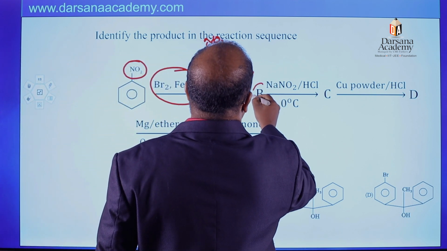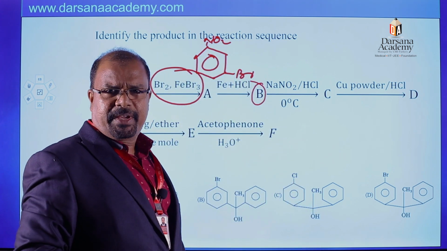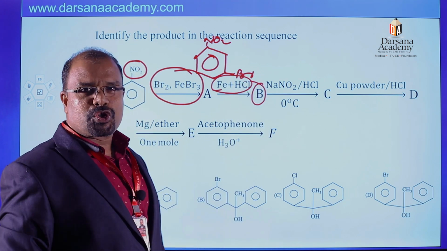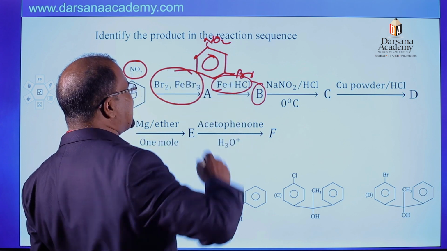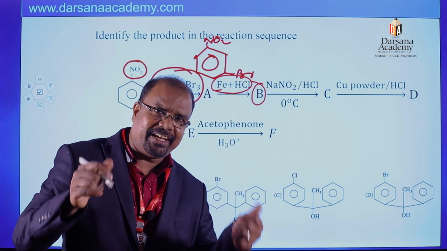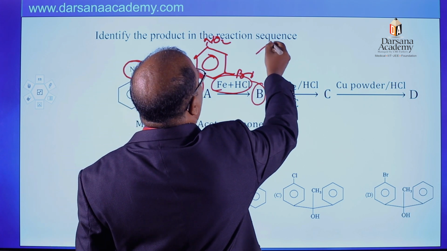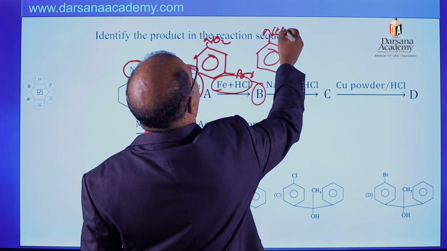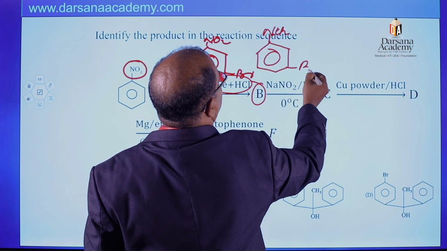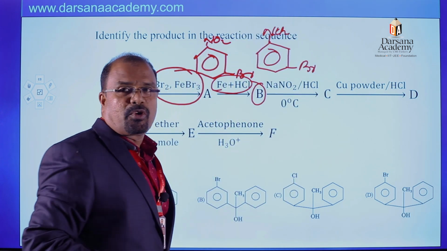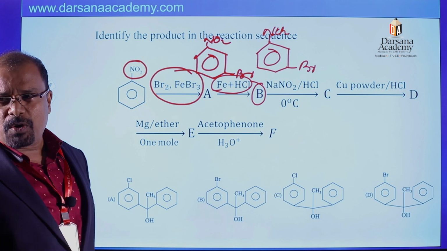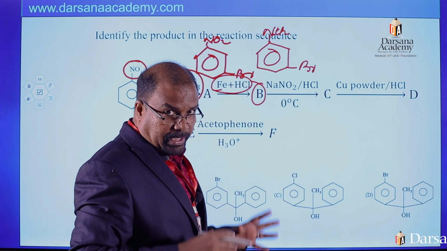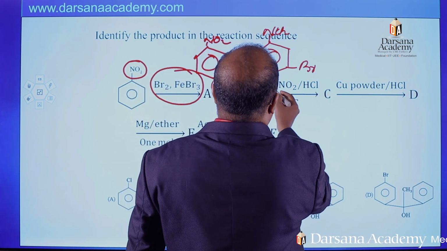So what about B here? After this, there is reduction using iron and HCl. During the reduction, compound B is formed. The nitro compound will be reduced. You know that nitro compounds are reduced to primary amines, so the product is a primary amine. There is no change in the position of the bromine here. So that is B. Any doubt? I will give all the information collectively at the end.